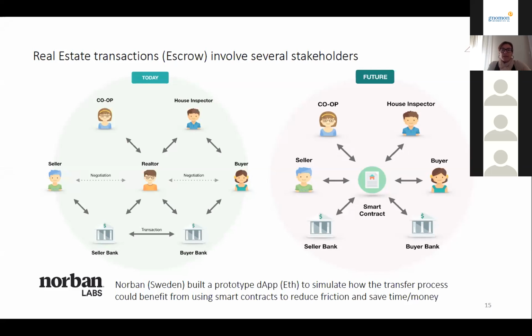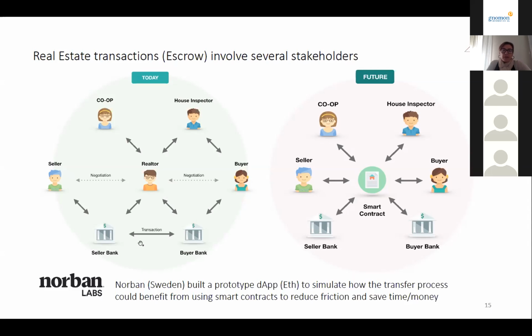When you move a house from one owner to another, that whole process obviously involves a lot of stakeholders, and most of those stakeholders have a monetary reason for being there. So first of all, these graphics are done by Norban Labs, and they're in Sweden as well. There's a lot of real estate prop tech going on in Sweden right now. They actually built a DApp to simulate how the transfer process could benefit, and their prototype is quite advanced, and they can show how it really does work.